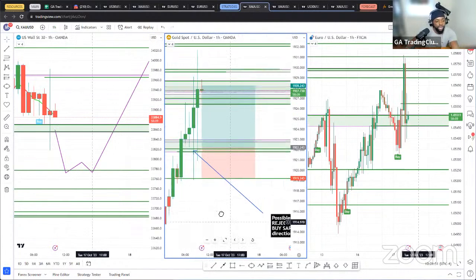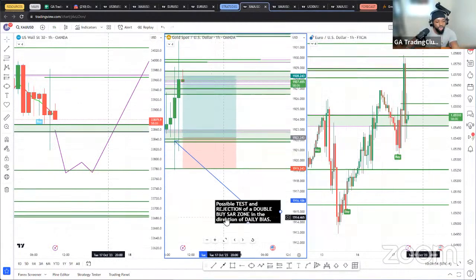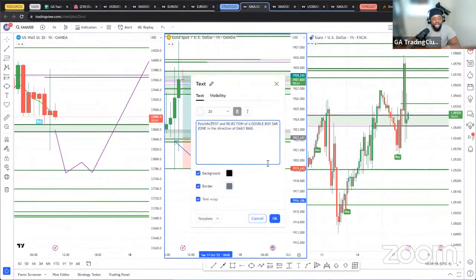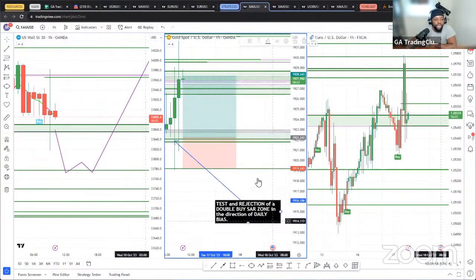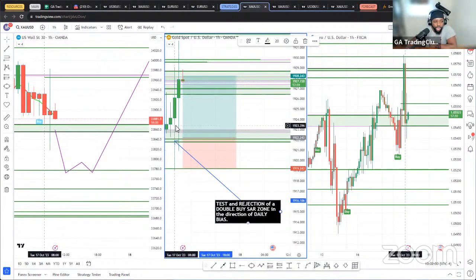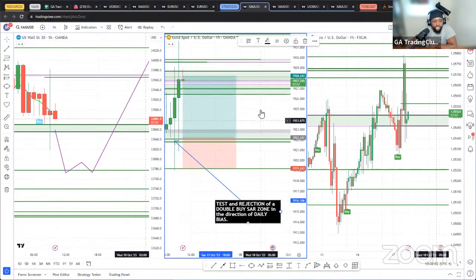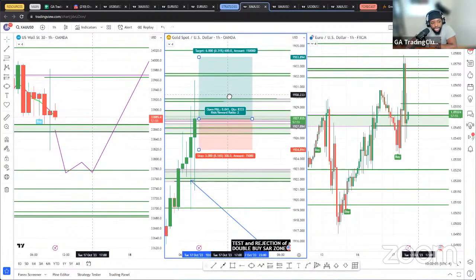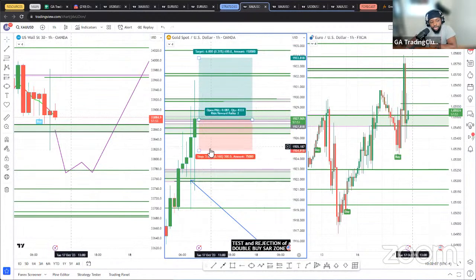Okay, so here's that trade we are waiting for. It's no longer a possible test and rejection, so I go ahead and delete the word possible. It's already a test and rejection. You had this test candle, then the rejection candle. Of course the trade validated up here, but what's a red flag?